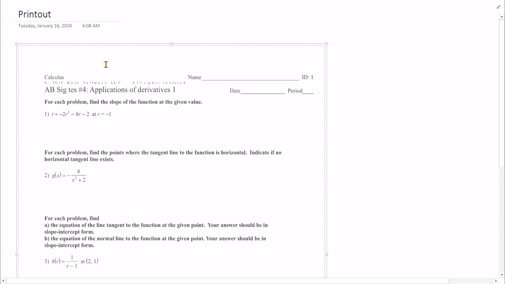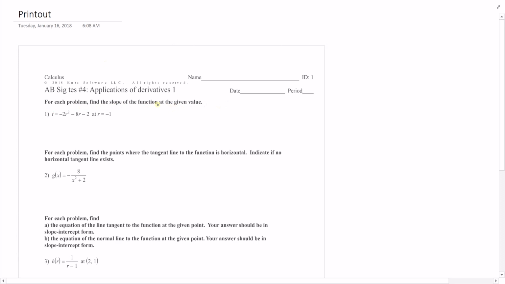Okay, section number 4 is just some applications of derivatives, kind of like basic ones, and later on we'll do the more advanced ones like max and mins and all that stuff that we did at the end of the first semester. So the first problem is, for each problem, find the slope of the function at the value.